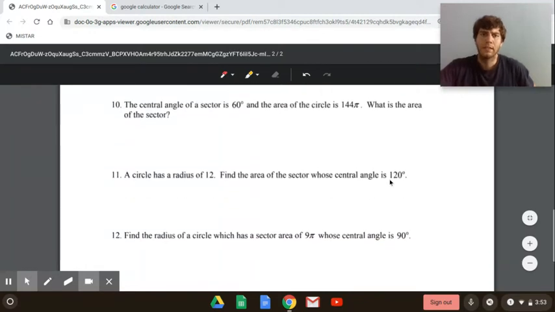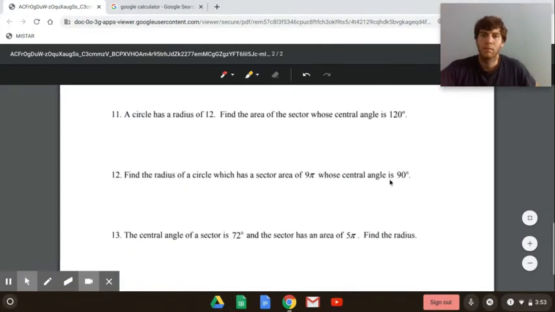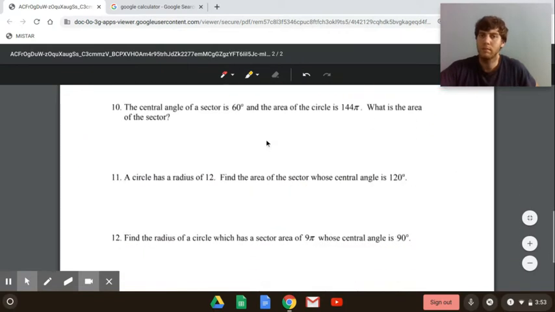All right, number 10, the central angle is 60, and the area of the circle is 144 pi. What's the area of the sector? So same thing. There's no difference there. That problem is just like number 9. Okay. Number 11: a circle has a radius of 12. Find the area of the sector whose central angle is 120 degrees. So that's just like number 8.